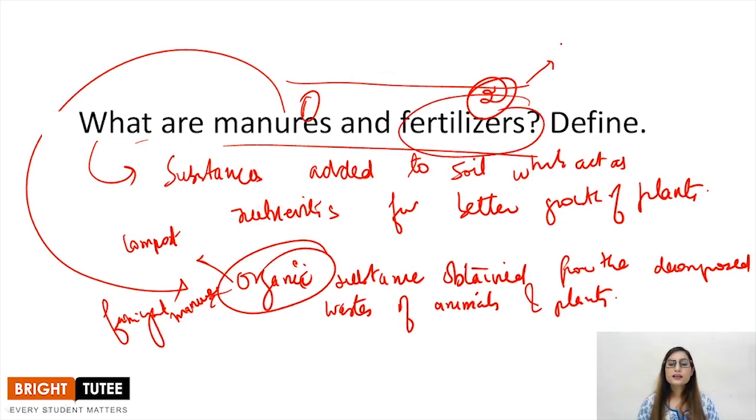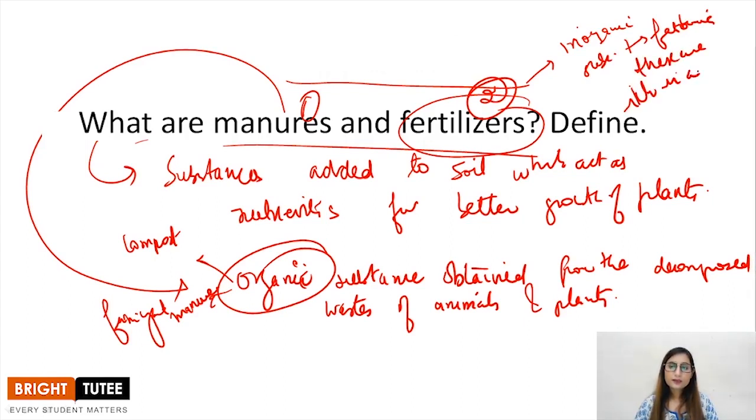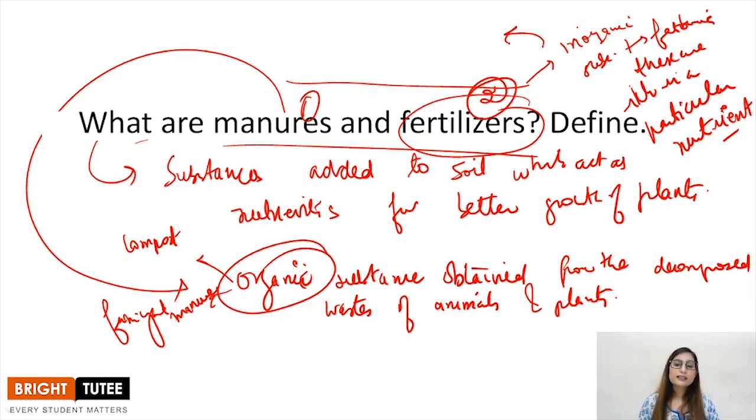Now fertilizers are inorganic substances that are produced in factories. These are rich in a particular nutrient. They are not general, they are rich in a particular nutrient, and hence they are utilized in smaller quantities. So these are the manures and fertilizers.